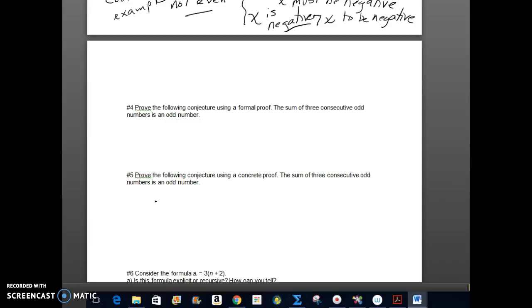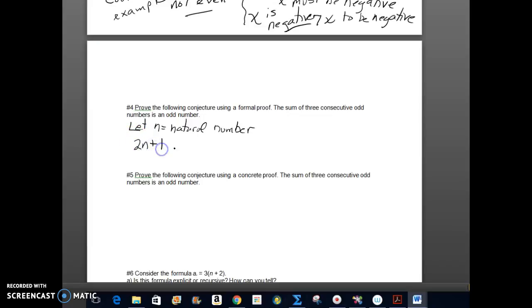All right. Next one, prove the following conjecture using a formal proof. Okay, so here's where we start. Same way every time. The mouse is just not cooperating. All right, so I start, let n equal a natural number. All right, remember, natural numbers could be positive, or could be even or could be odd. All right, so I have to make sure I'm dealing with just odd numbers.